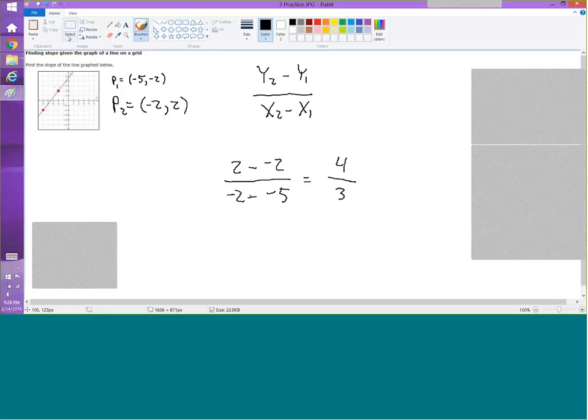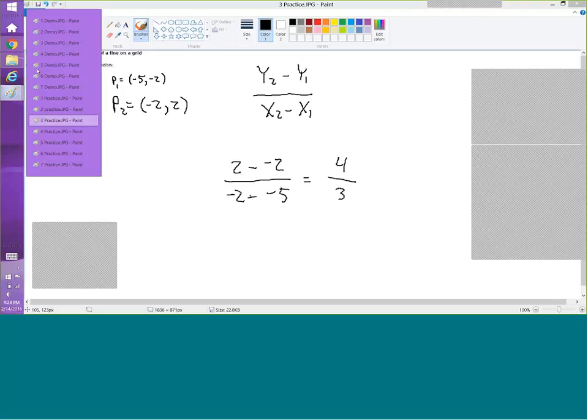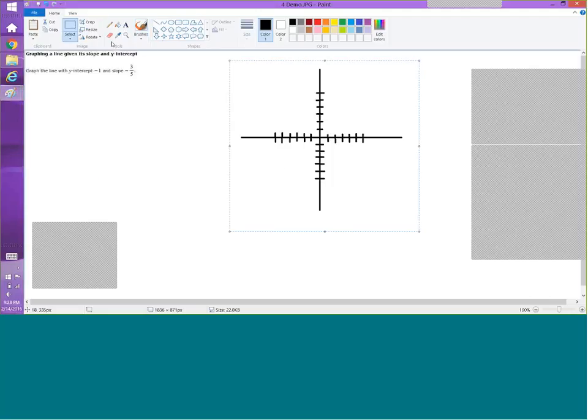All right, let's go ahead and jump on to the next one then. Graphing a line given its slope and y-intercept. Well, that's almost too easy in a way after everything else we've just been doing. So whenever you're given this kind of information, it's best to start with your y-intercept. That's basically your starting point, and life is just much easier that way.